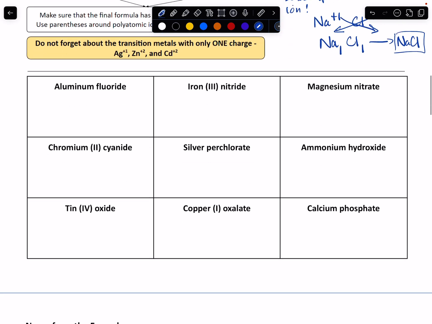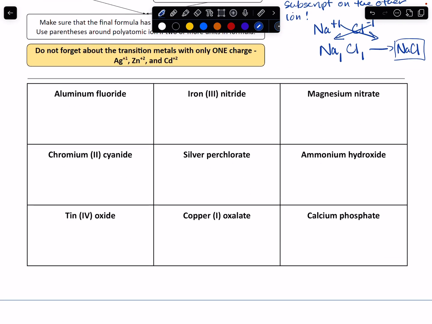Okay, so let's do a couple. First, aluminum fluoride. Aluminum, Al, is in group 13, so it's +3. Fluorine is in group 17. It's a halogen, it's -1.